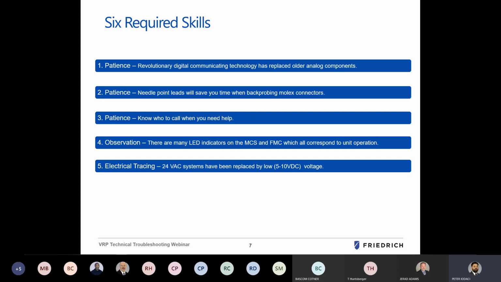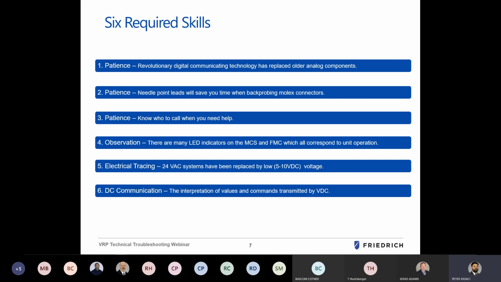The fifth skill is electrical tracing. So we're no longer using 24-volt AC systems. We're now replacing them with 5 to 10-volt DC systems. So being able to trace where the power goes on the boards, especially with the sensors and the thermistors, is going to be a great benefit to you.